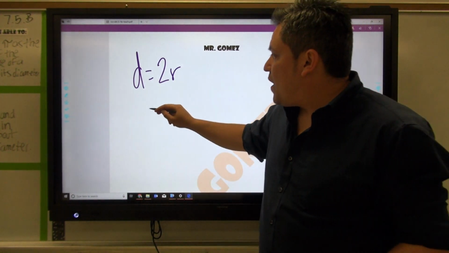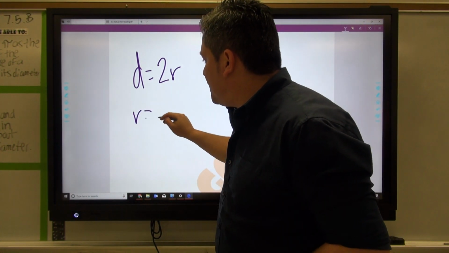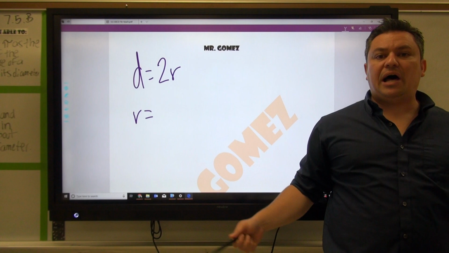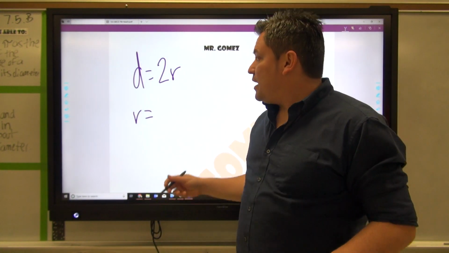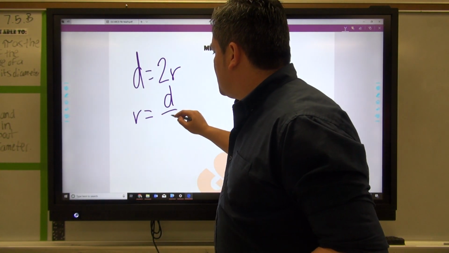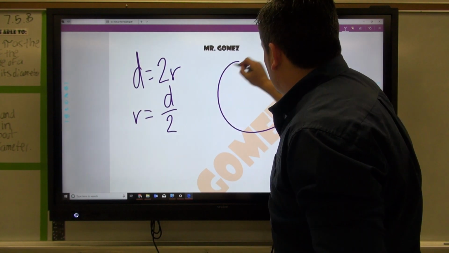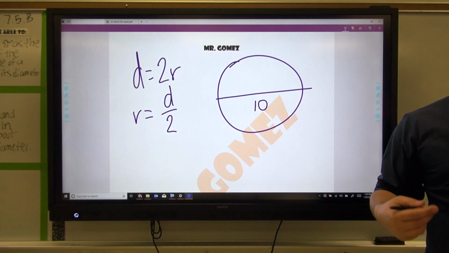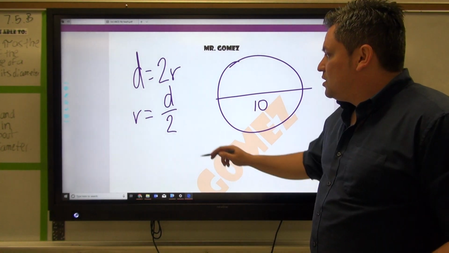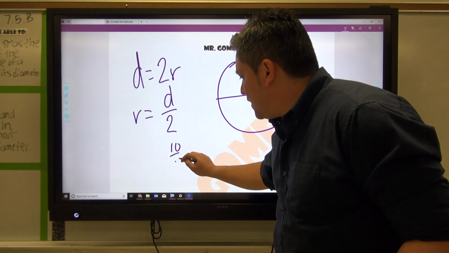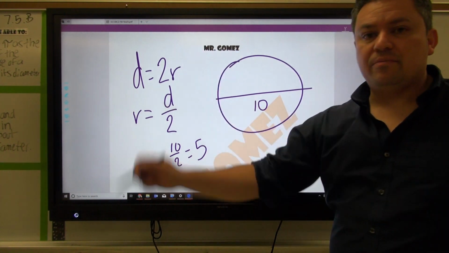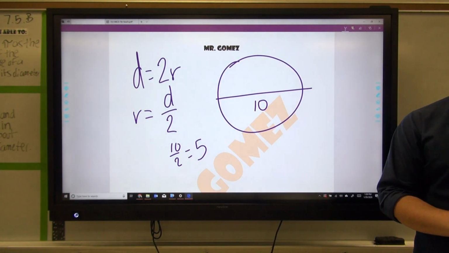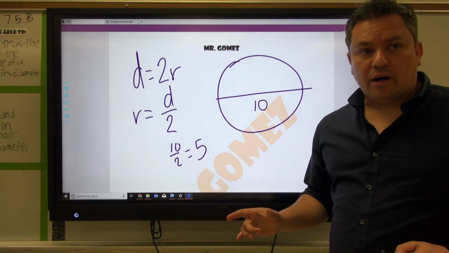Now, if I have another circle, again, the diameter is 2 times the radius. So if I need to find the radius, what do you think you're gonna do? Instead of multiplying, we're gonna divide. So we're gonna do the diameter divided by 2. So in the case that I have a circle with a diameter of 10, my radius is gonna be 5. So it's gonna be 10 divided by 2, which is 5. It's that simple. Any questions so far?